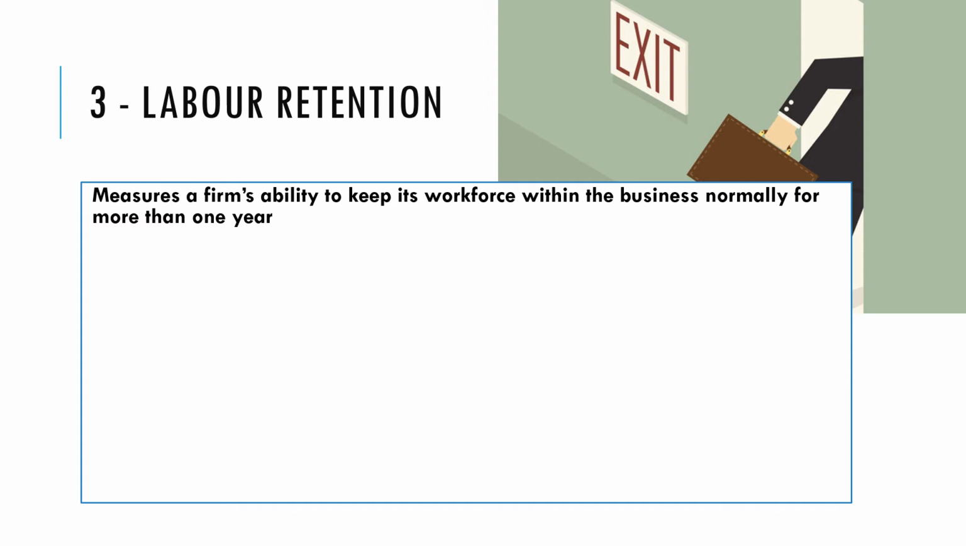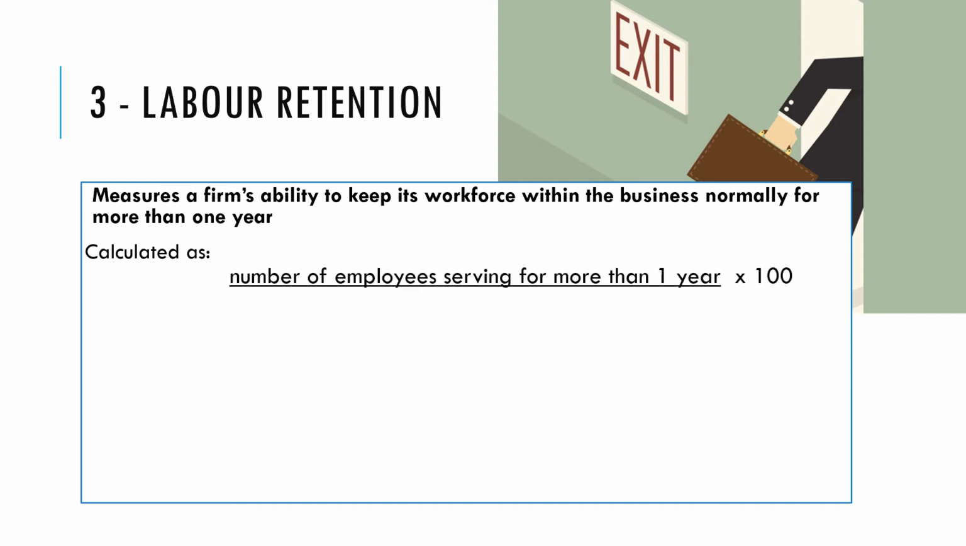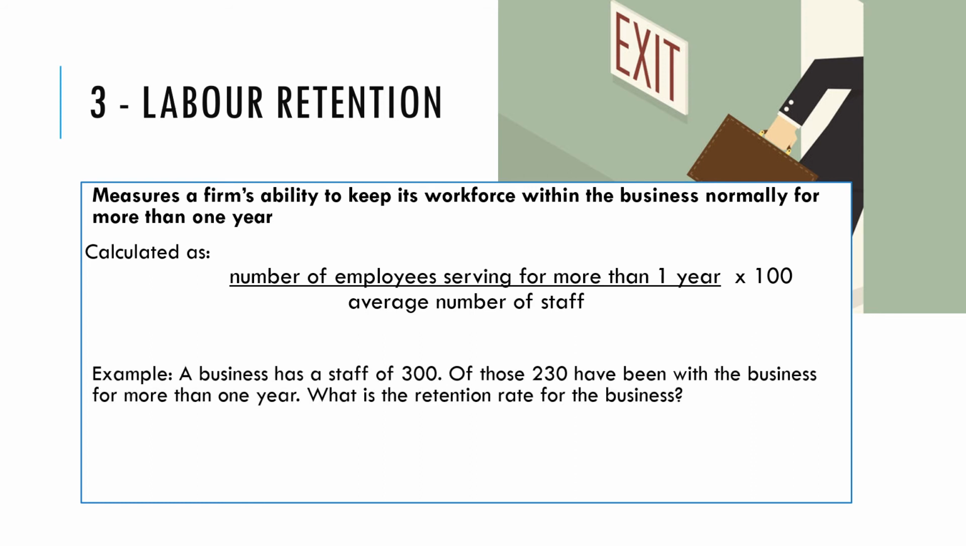So how do we calculate what percentage of the workforce have been with us for more than 1 year? How good are we at retaining our staff? We do this by calculating as follows. The number of employees serving for more than 1 year, or whatever period we choose, divided by the average number of staff, and it's a percentage again, so times 100. So for example, a business has a staff of 300. Of that staff, 230 have been with the business for more than a year. Experienced, happy staff that are with the business. What is the retention rate for the business? 230 over 300 times 100, 76.7% is the retention rate.